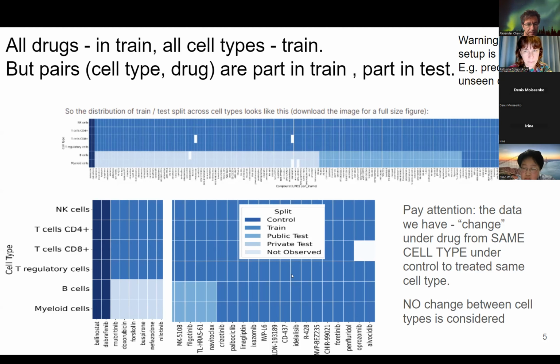But just, so there are some details. For some drugs, we have full information. This part, it's about 15 drugs. We have information on them for all the cell types.